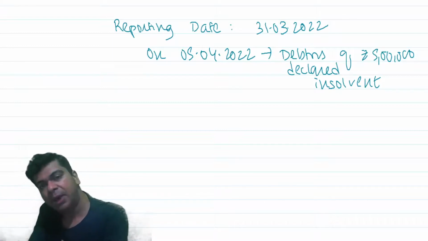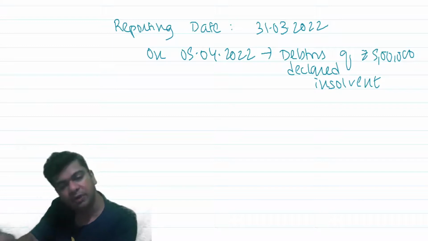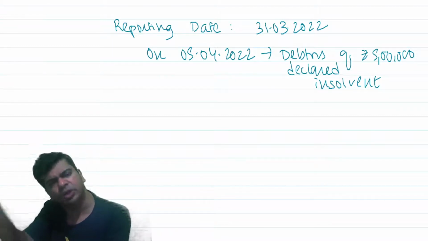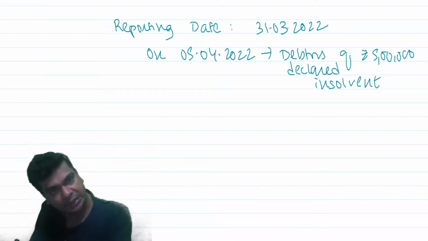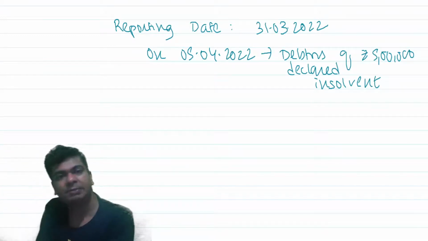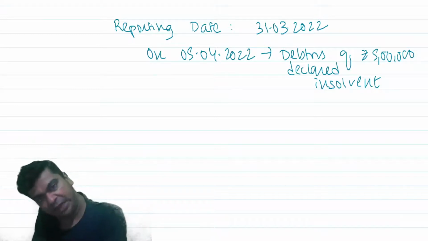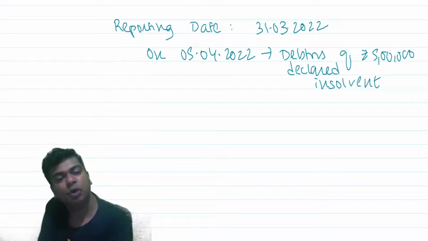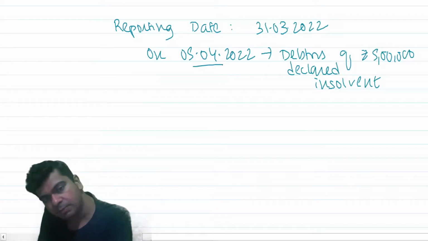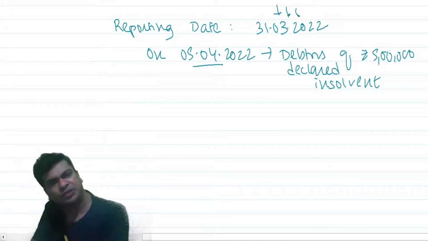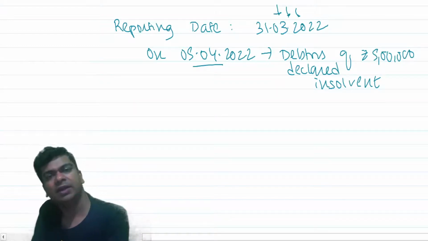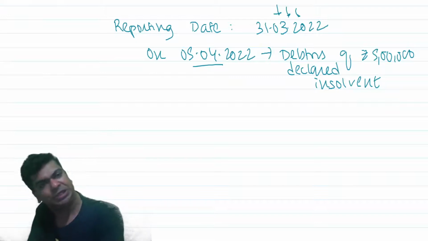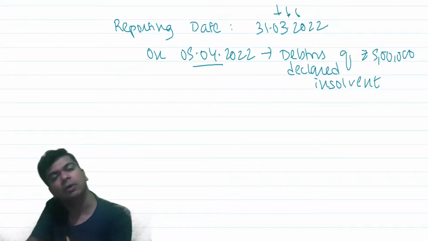So, there was some party from whom you were supposed to recover 5 lakhs. You were showing that party as a debtor in your balance sheet. The total amount of debtors may be much huge compared to 5 lakhs, but there is some debtor of rupees 5 lakhs who has declared himself or herself to be insolvent. Now, this is happening on 5th April while your reporting date is 31st March. It is very natural that the year ended on 31st March and the event is occurring on 5th April. The financial statements would not be approved by this particular date.